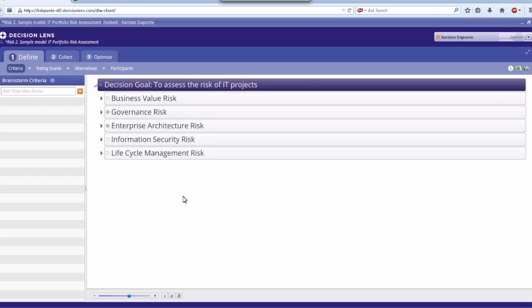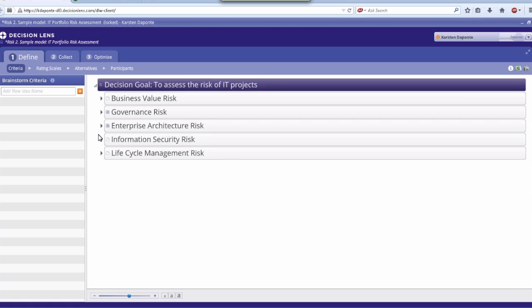The purpose of this next model is to determine the risk to a portfolio of IT projects. You'll notice some differences in the criteria, alternatives, and the rating scales. This second model is intended to determine the risk of IT projects by assessing levels of risk for subcomponents in the following areas: business value, governance, enterprise architecture, information security, and lifecycle management.